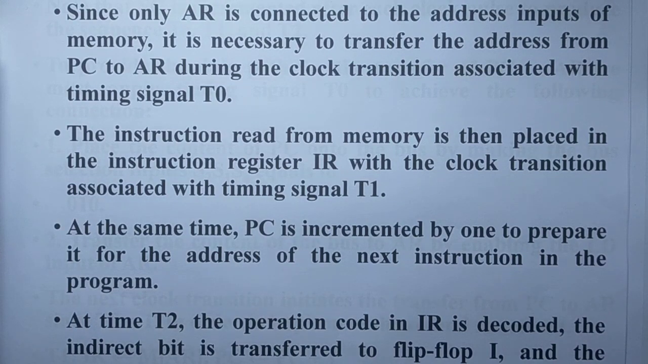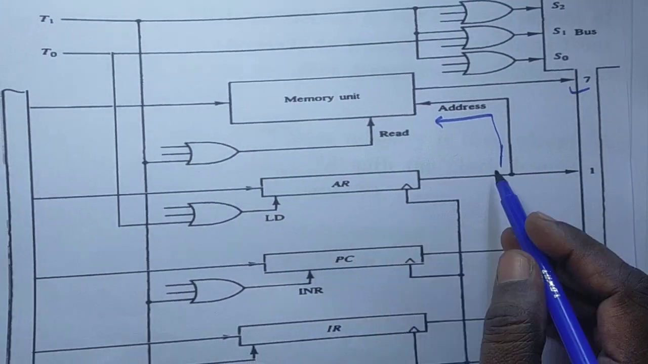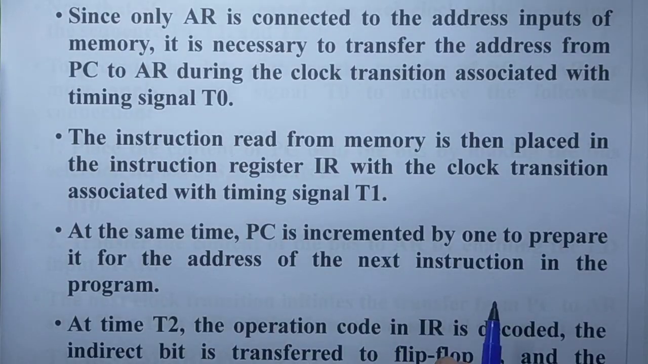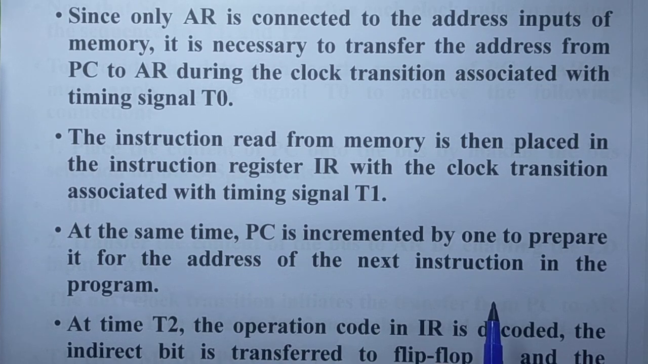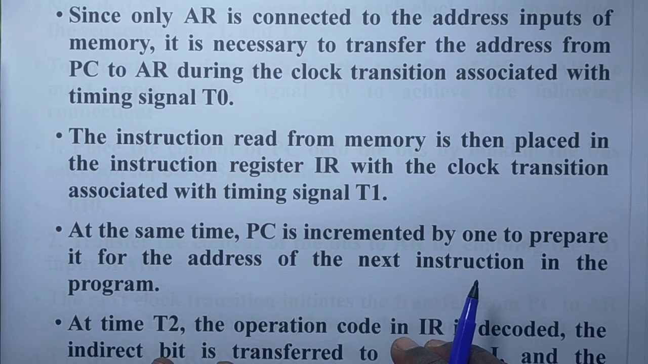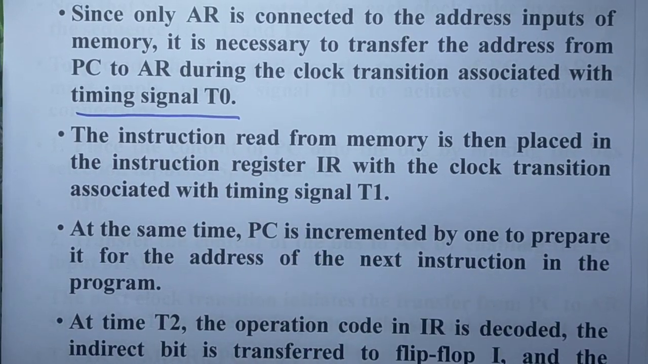Now we'll see, since only AR is connected to the address inputs of the memory, it is necessary to transfer the address from PC to AR during the clock transition associated with the timing signal T0. We have already discussed that at T0 the AR receives the data from PC, just the address of the instruction. Then T1 will come.